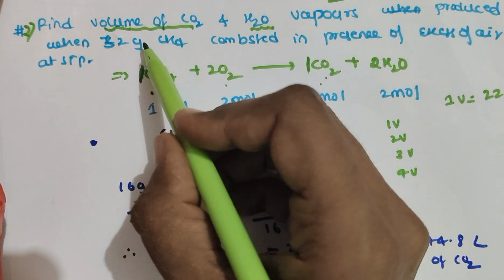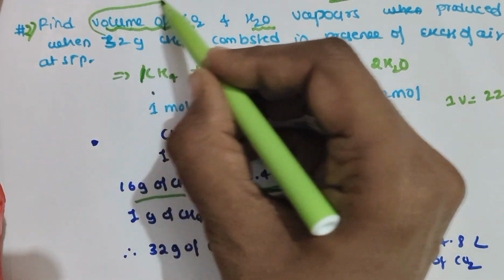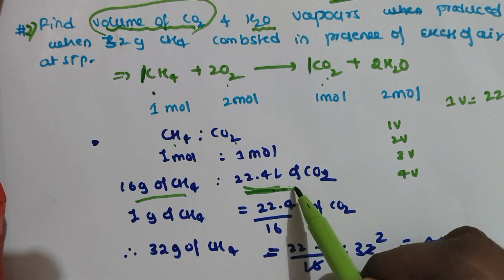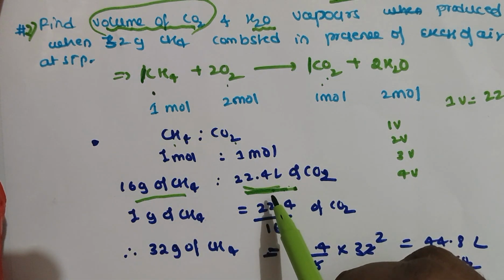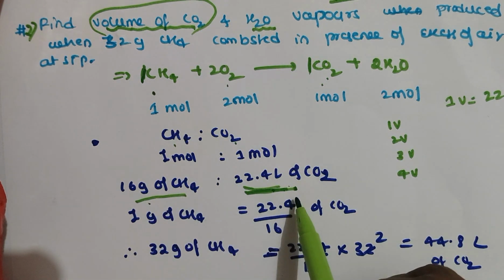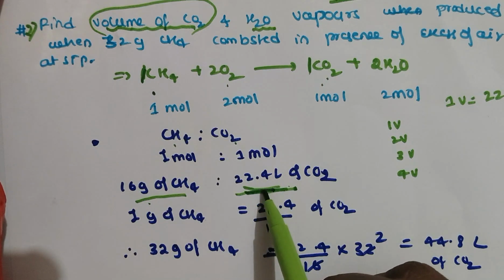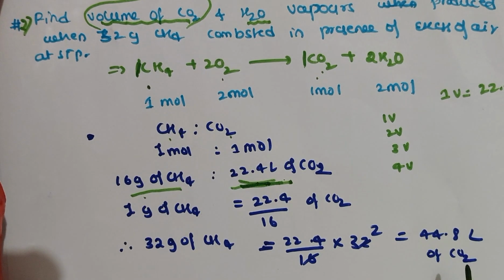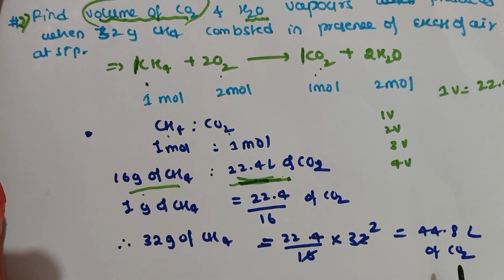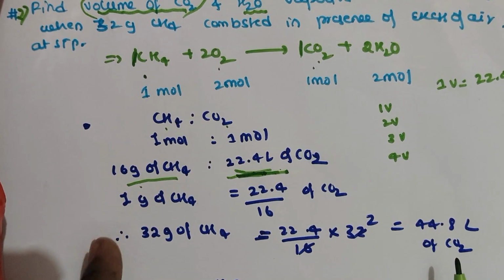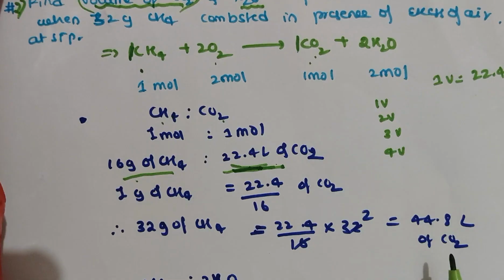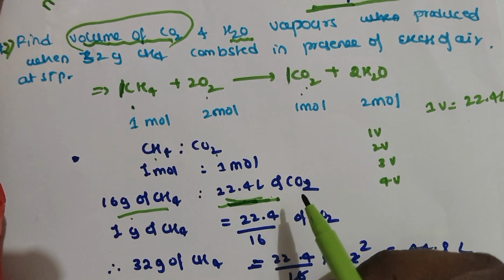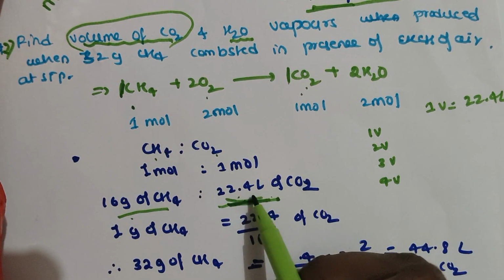Volume is asked, not given. They ask the volume of CO2. Therefore, we write the mass and volume ratio. Mass they given, they ask volume. Therefore, here we can write 22.4 liter of CO2. Is this clear to everyone? If they give mass and ask mass, again we write the mass ratio, 16 gram and 44 gram as it is. But here they ask the volume of CO2, therefore 22.4 liter.